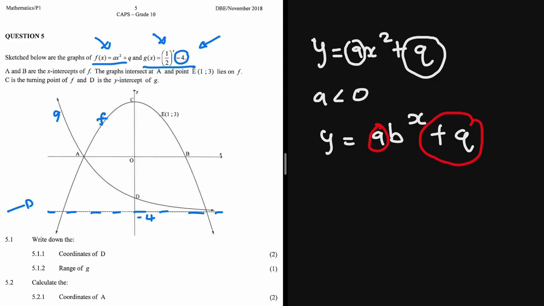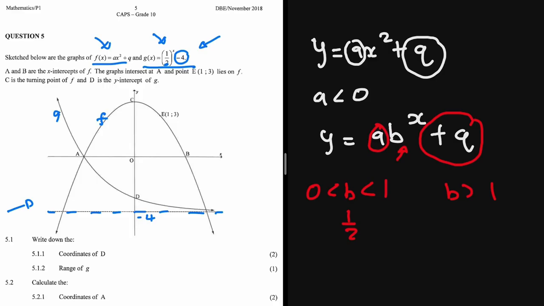And lastly, the value of b. Remember, if the value of b is in between 0 and 1, that means our graph is going to be a decreasing function. But if the value of b is greater than 1, that means our graph is going to be an increasing function. On the problem here, the value of b is going to be half, and half is in between 0 and 1. So this means the graph that we have must be a decreasing function.